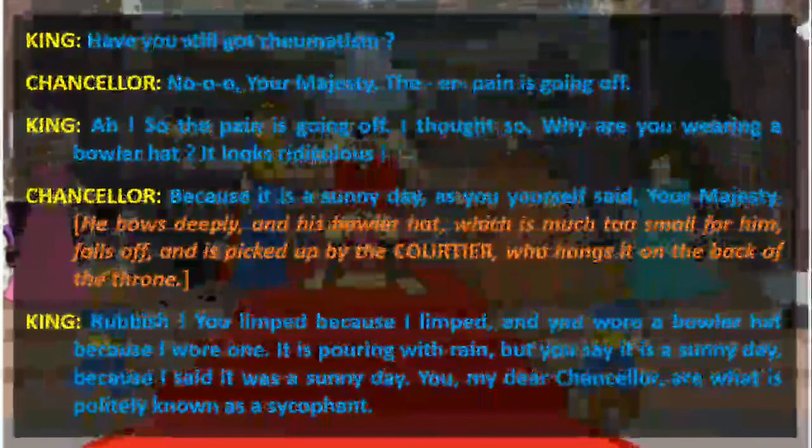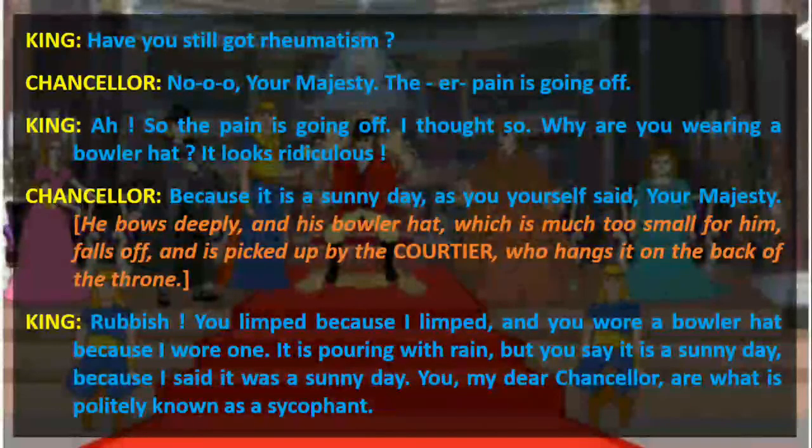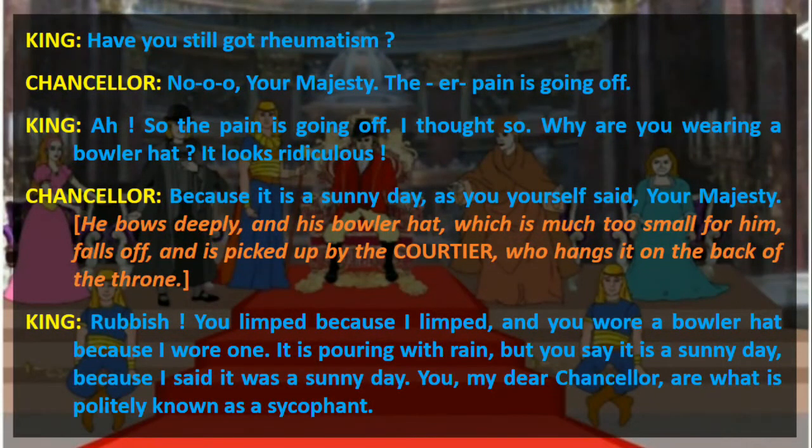King: Have you still got rheumatism? Chancellor: No, Your Majesty, the pain is going off. King: Eh, so the pain is going off? I thought so. Why are you wearing a bowler hat? It looks ridiculous. Chancellor: Because it is a sunny day, as you yourself said, Your Majesty.